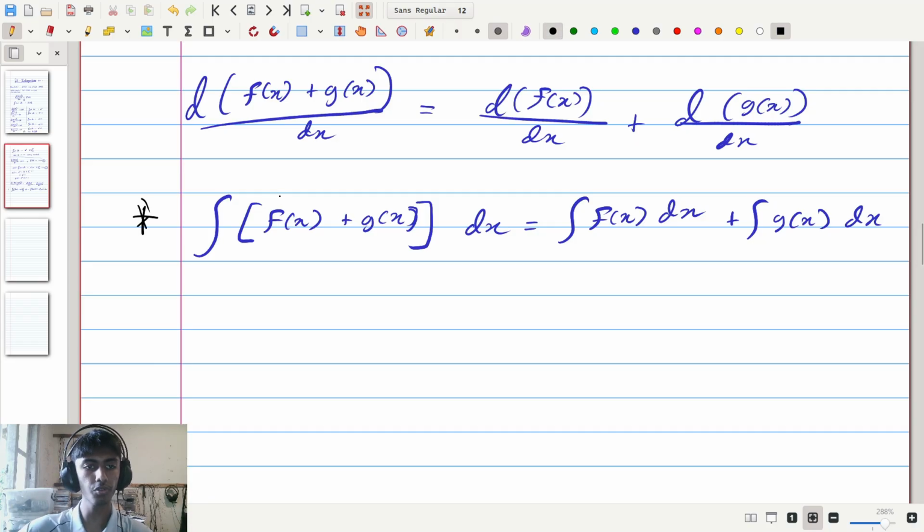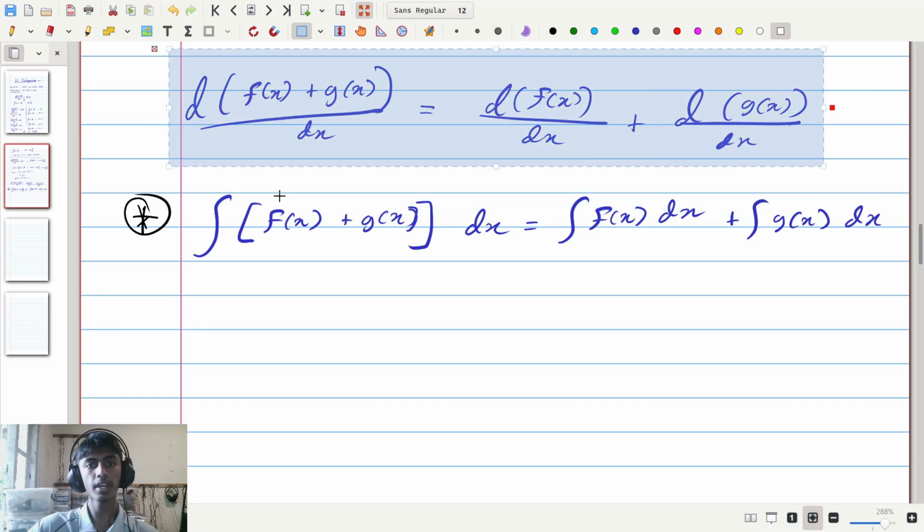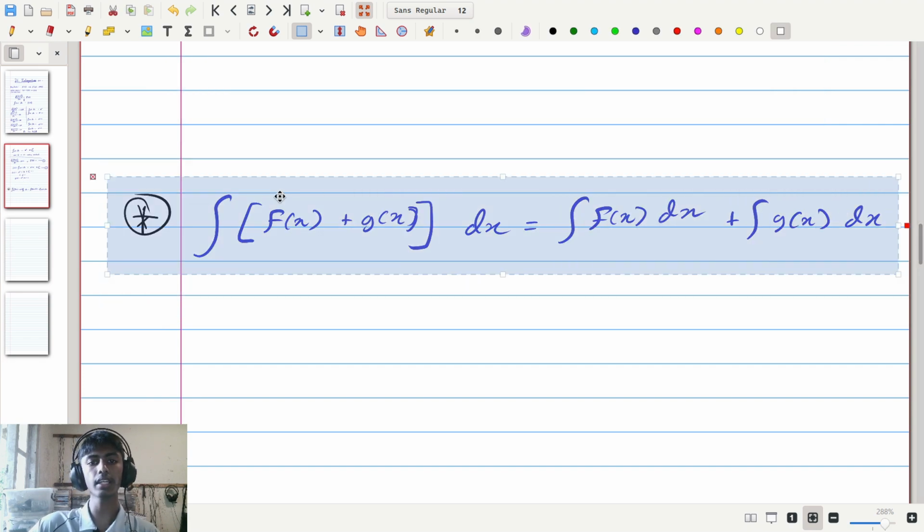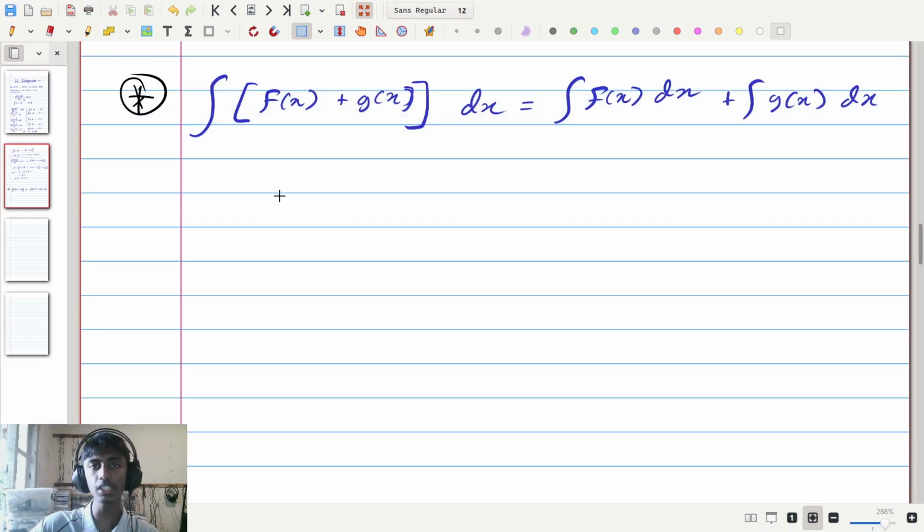It is similar to the rule we have above for derivation, where if we take the derivative of the sum of two functions, it is going to be the derivative of the first function plus the derivative of the second function. Similar to that, for integration, we have the rule that if we have a sum of two functions and we take its integral, it's equal to the integral of the first function plus the integral of the second function.